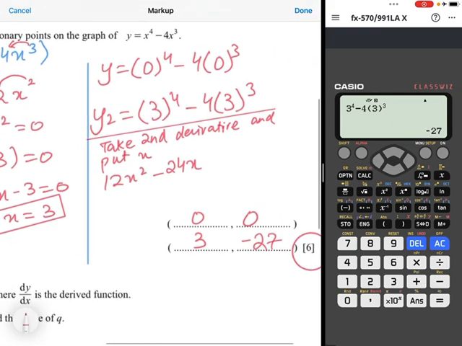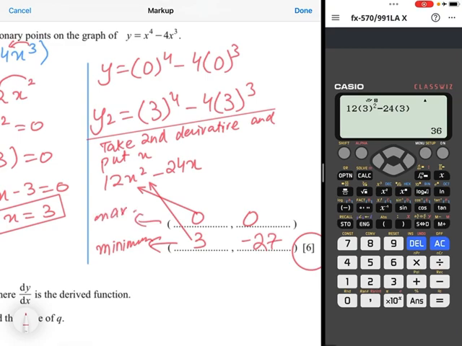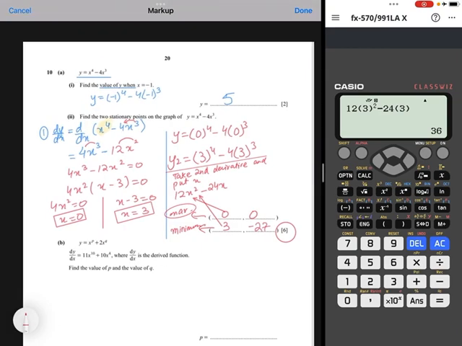So now we have to put in x equals 0. If I put x equals 0, the answer is neither positive nor negative, so we can't say whether this is a maximum or minimum. But we can tell about x equals 3. So 12 times 3 bracket square minus 24 times 3 bracket close equals 36. So the result is positive. If the result is positive, it means this is the minimum point of the graph. So the other one is the maximum. Okay, is this clear? So that's what it is.